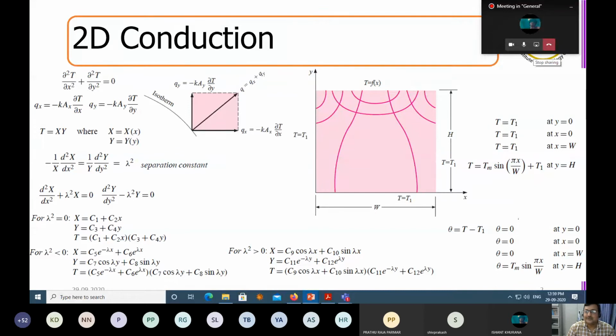a parabolic. Can you please mute? There is some sound that is created.